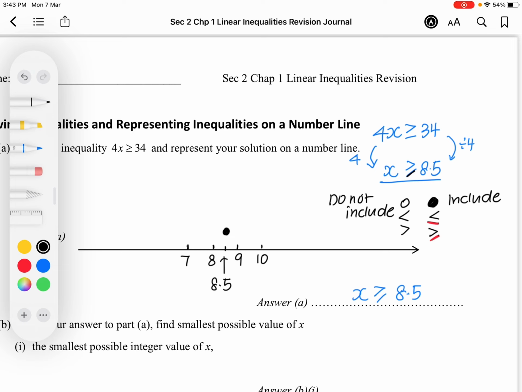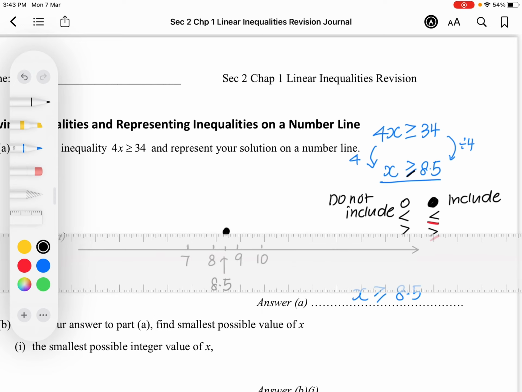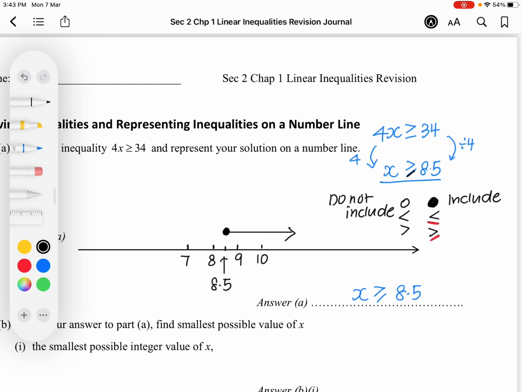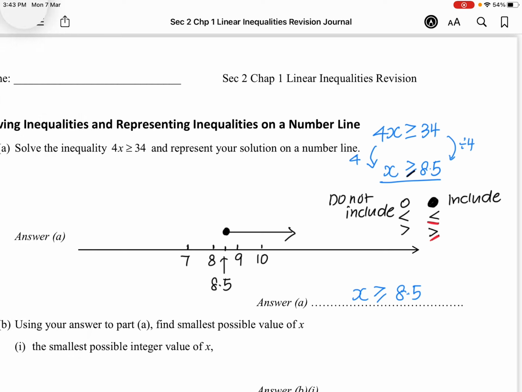In this case, I'm just drawing a range of the values, right? Not marking one particular point, right? So I draw a range of values. Now I want the portion where x is greater than or equal to 8.5. So all the numbers on the right hand side are greater than 8.5. So that means I'll need to draw it in this direction. And this one will be my answer.